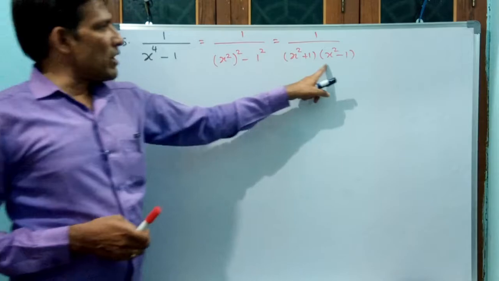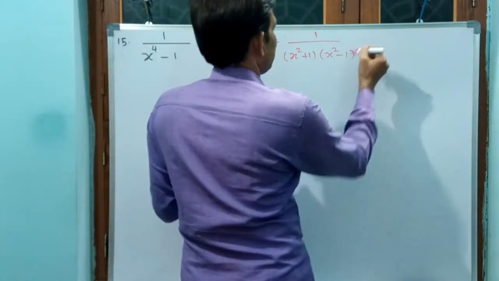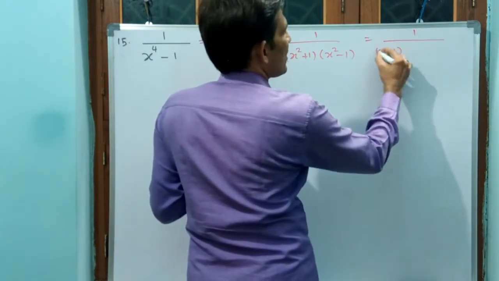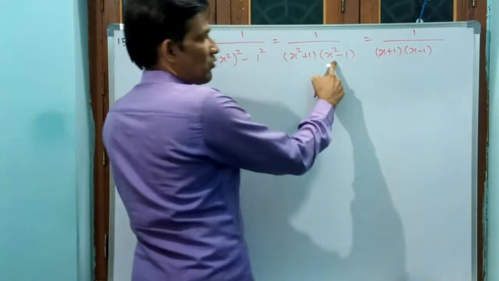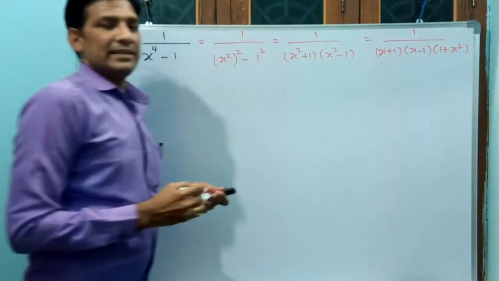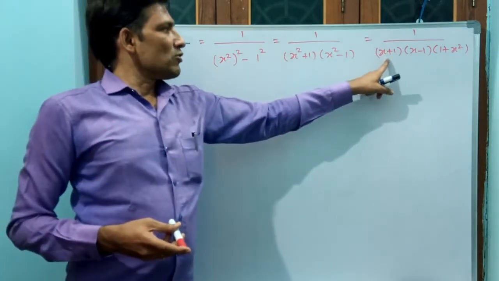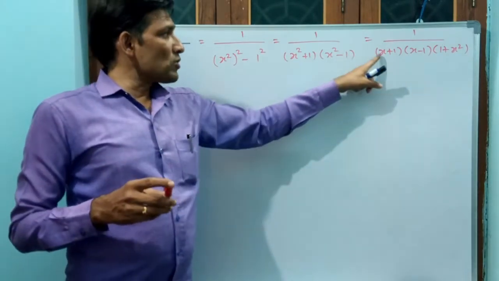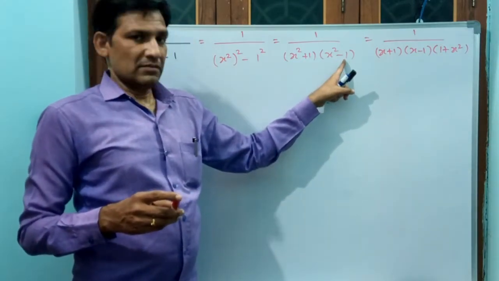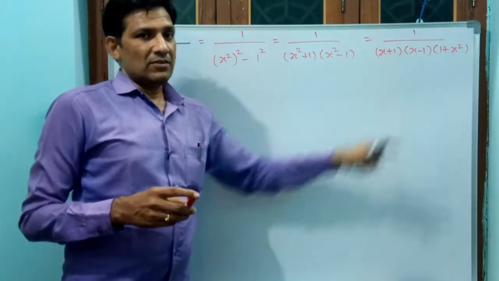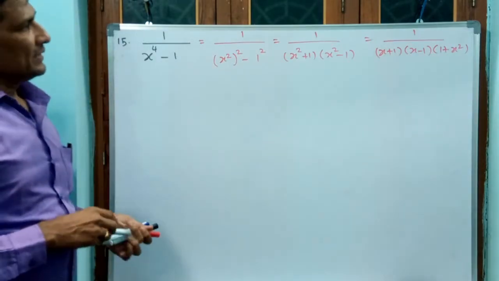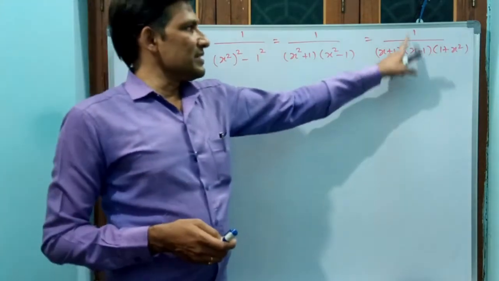What is the advantage? X square minus 1 you can split again. X square minus 1 is x plus 1 into x minus 1, and then 1 plus x square. X square minus 1 I have split again. See very carefully how to do this. Don't write 1 plus x into 1 minus x. Why? Because the minus should be with the 1, not 1 minus x; write x minus 1 only, by comparing with this.